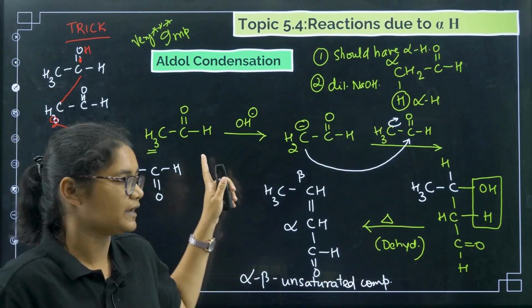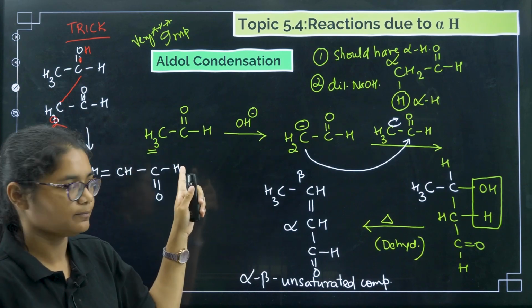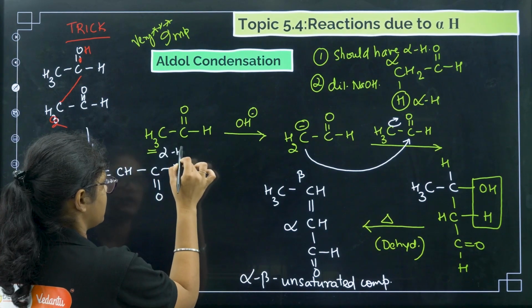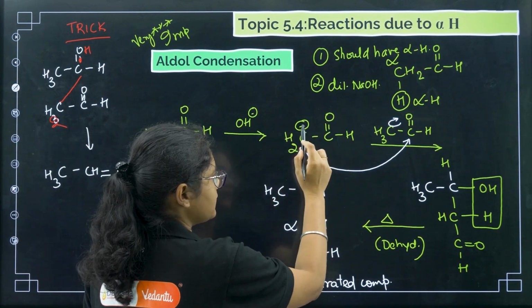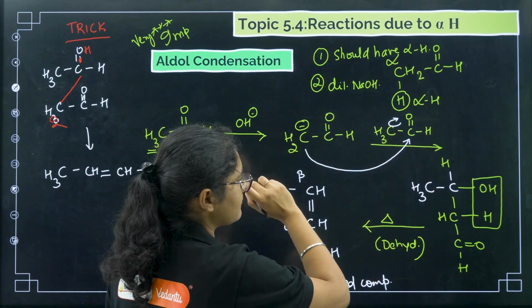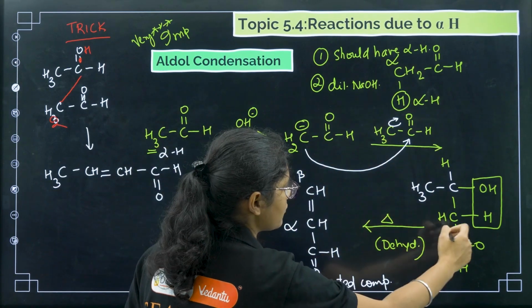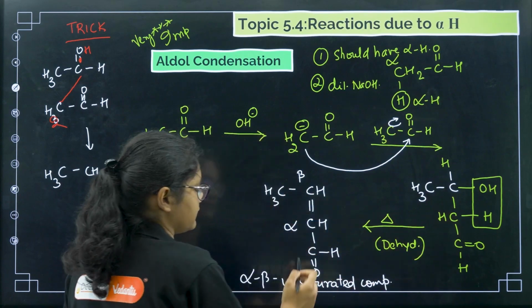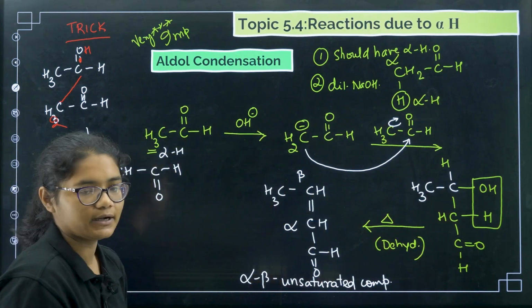First, dilute NaOH will abstract the alpha hydrogen, right? Alpha hydrogen is abstracted. Now this will give you a nucleophile. This one attacks on this carbonyl carbon of another molecule of the same compound, and then we get a product, and then there is dehydration and we get alpha beta unsaturated compounds.